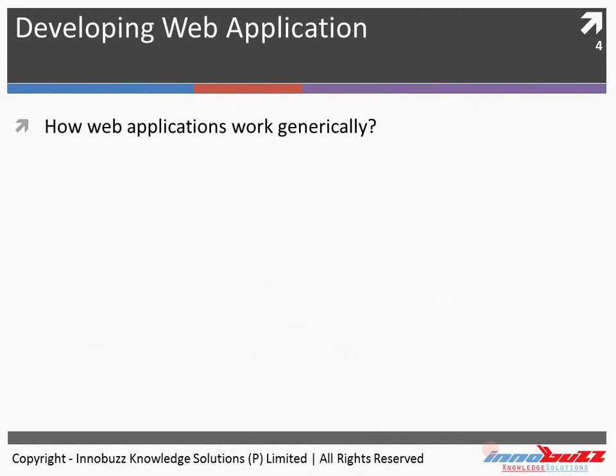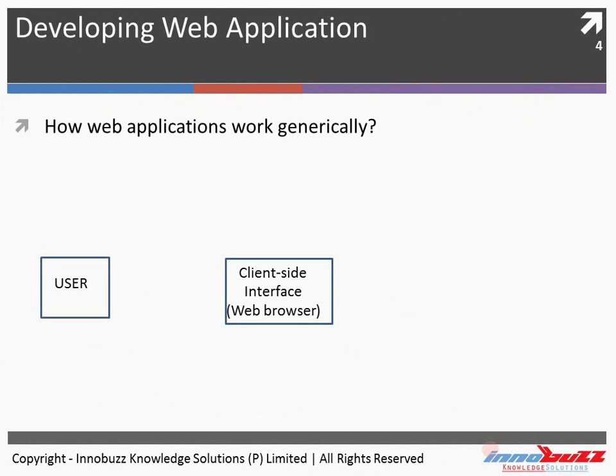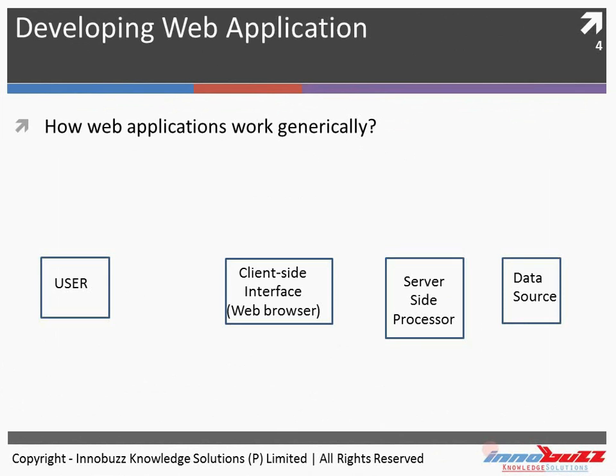Let's see how web applications work generically. We have a user client-side interface, which is nothing but web browsers, a server-side processor, and a data source. First, the user defines a query using the query interface. It means that web applications provide users with an interface for entering the data. The data they enter is usually called a query or a request because the user-defined data is used to dynamically query or make a request from some service on a web server machine.